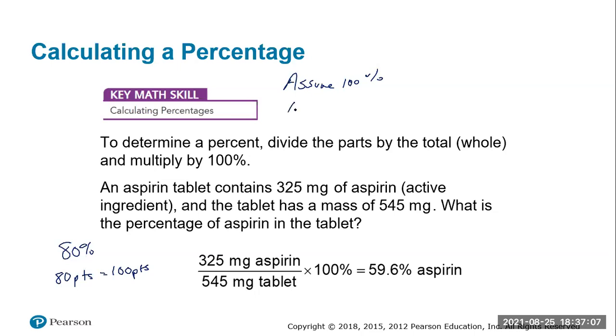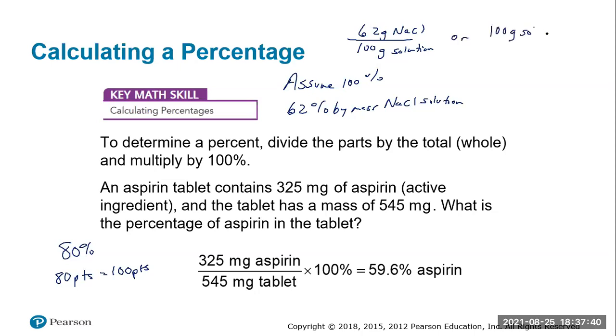So if I had a 62% by mass sodium chloride solution, what does that really mean? Well, that really means that you have basically 62 grams of sodium chloride in 100 grams of solution, which you could use as a conversion factor. A conversion factor is basically a fraction, right? You could also flip it around if you needed to. You could say up on top in 100 grams of solution, I would have 62 grams of sodium chloride.